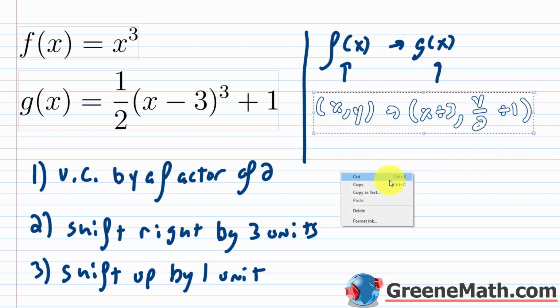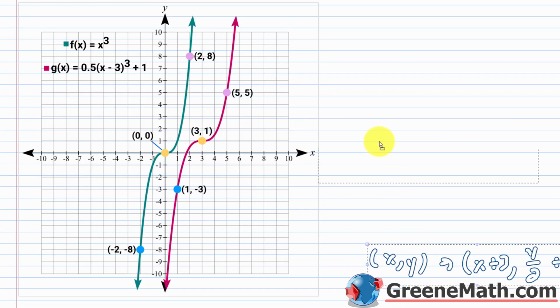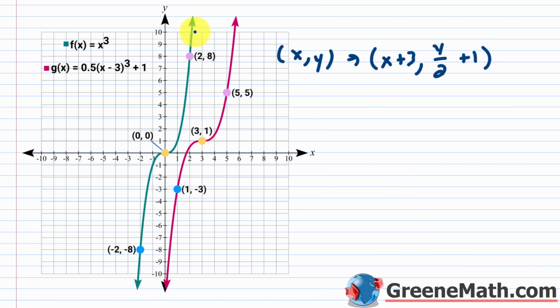Let me go ahead and grab this and come down here. I've already pre-drawn everything for us. So the guy in green, that's your f of x equals x cubed. Again, you should recognize that graph. Your guy in red, that's your g of x equals 0.5 times the quantity x minus 3 cubed, and then plus 1. So thinking about a point like 0, 0, again, where's that going to go to? 0 plus 3 is 3. And then here you'd have 0 over 2, which is 0, plus 1, which is 1. So this 0, 0 is going to go to 3, 1.